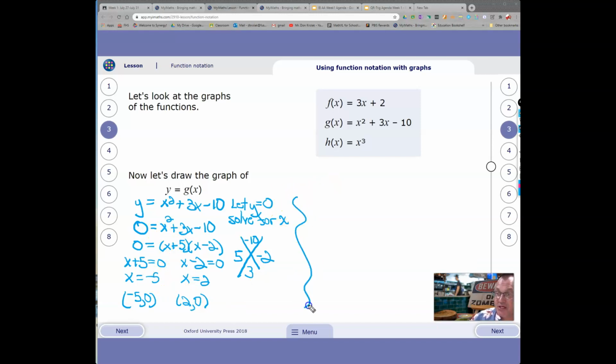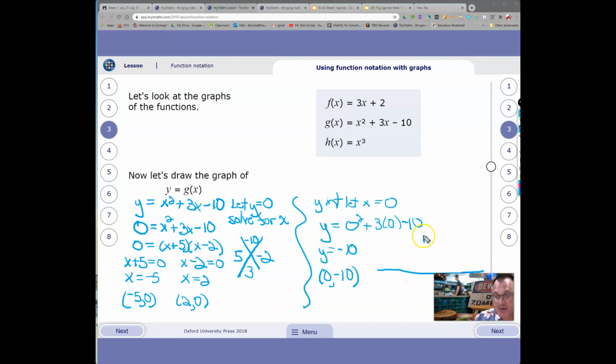All right, now we're going to get the y-intercept, which is really easy because all you do is let x equal 0. So this just becomes y equals 0 squared plus 3 times 0 minus 10. So my y-intercept is negative 10. So now I know this thing opens up, so I'm just going to sketch it over here, and then we'll see what the authors have. Okay, it goes through negative 5, 0, 2, 0, and it goes through negative 10 on the y-axis. So this isn't a really great drawing because it's not to scale.